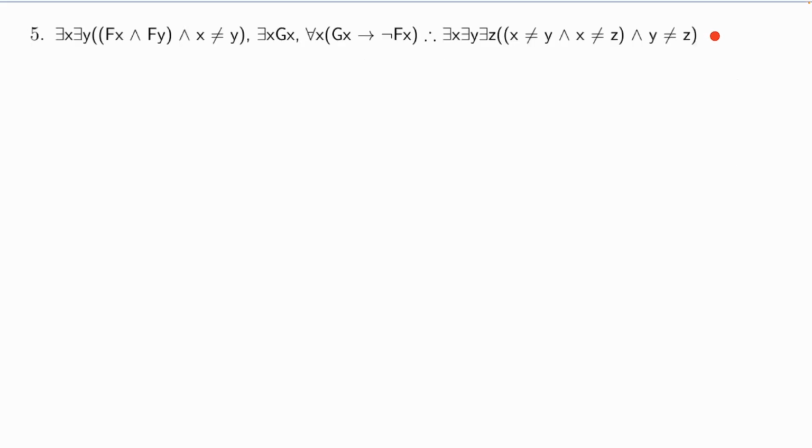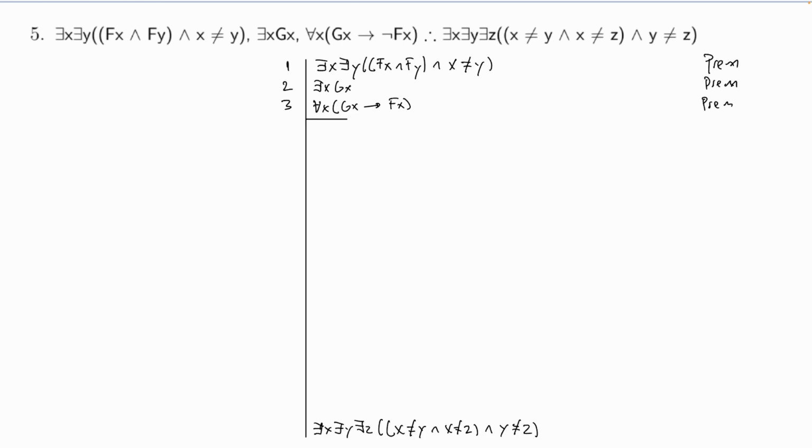Okay, finally, let's tackle this last derivation here. So we've got our 3 premises and our conclusion. I'll start by writing down the premises and the conclusion that we're going for. So if we look at our premises and our conclusion, it always helps to think about what our premises are saying and what our conclusion is saying, and just think a little bit intuitively about why it would make sense that this conclusion follows from these premises.